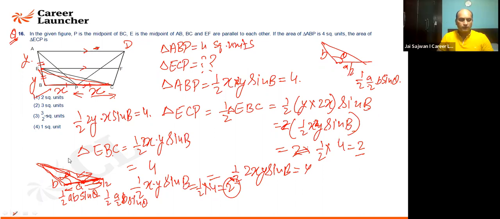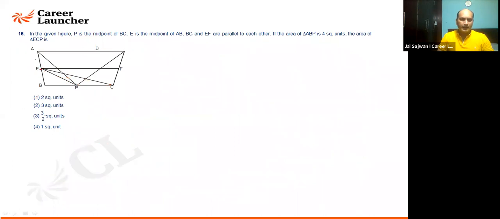Kindly take a screenshot of this. And even I don't think this is needed. Look at this. This is the middle point. I take it as a y, I take it as a x. So area of triangle ABP, I will say half of x into 2y into sine of angle between them is equal to 4. I know now this is half and the base is also half.